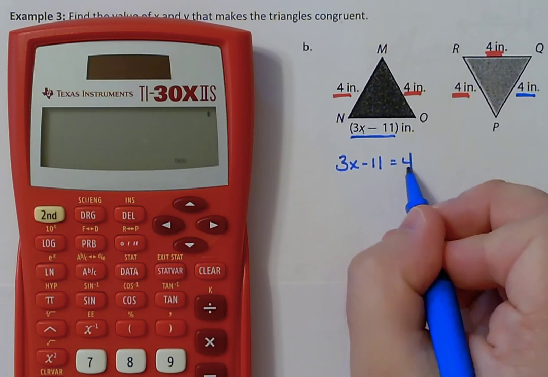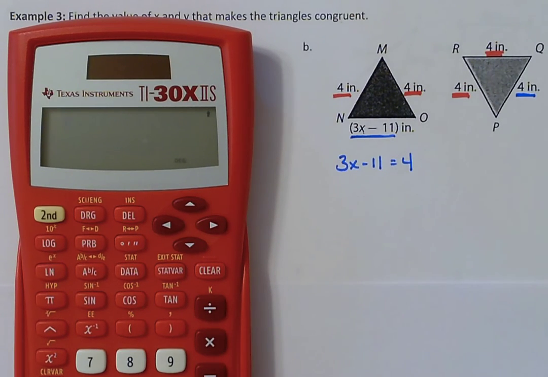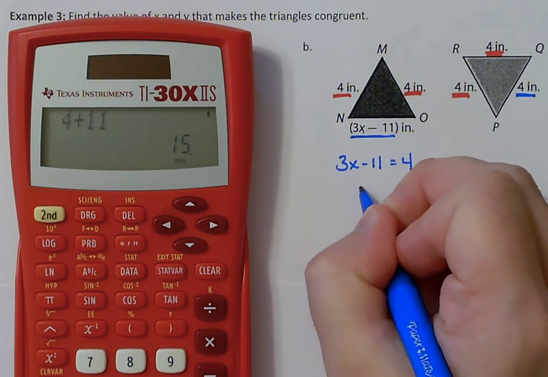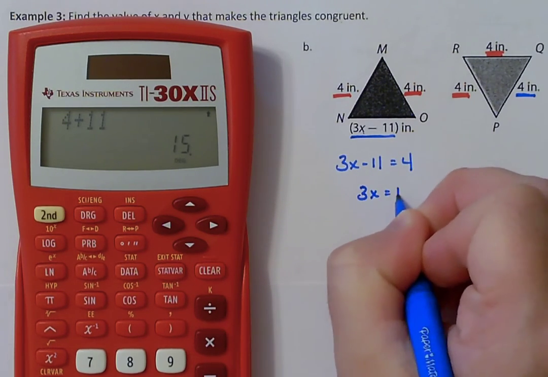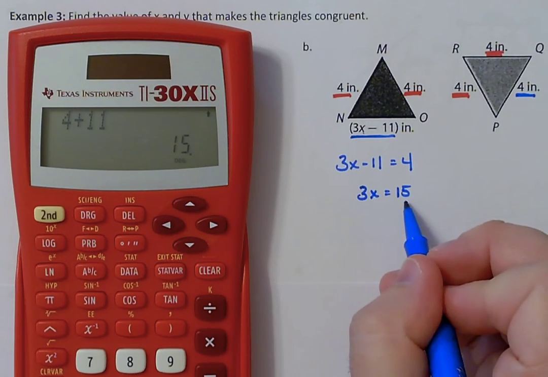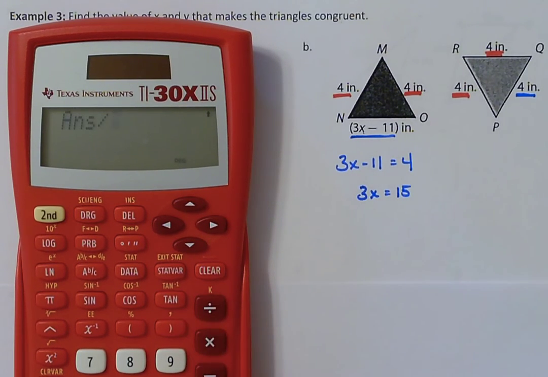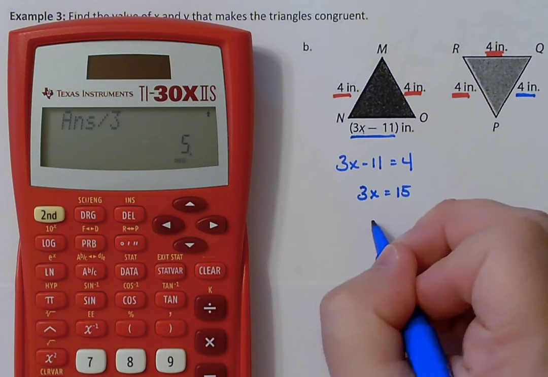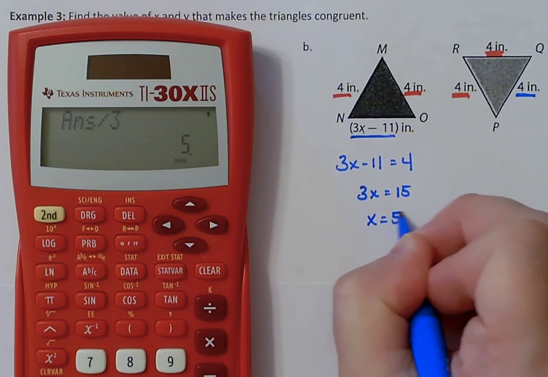So we're going to add 11 to the 4 first. So 4 plus 11 is 15. So we get 3x equals 15. We're going to divide 3 over to the 15. And we end up getting x to equal 5.